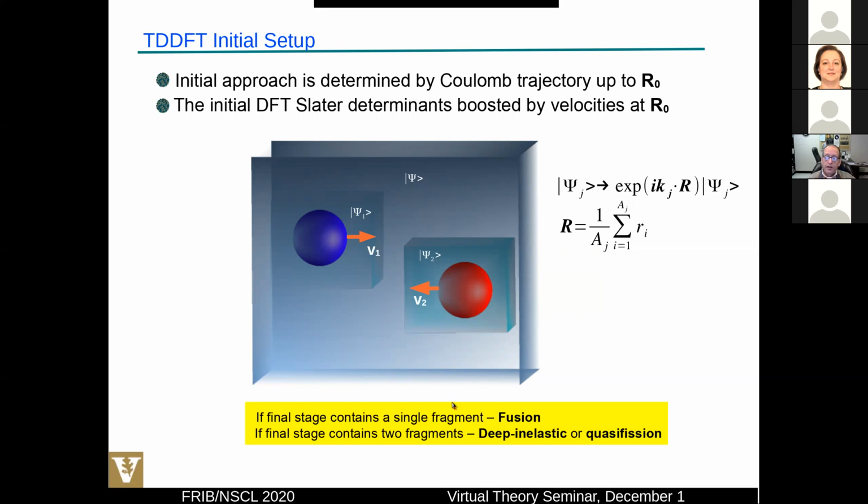And in the final state, if you have only one fragment, if these things come together and never come apart, that's called fusion. And if the final state contains two fragments, you either have deep inelastic or quasi-fission. Or it could be quasi-elastic too, of course.